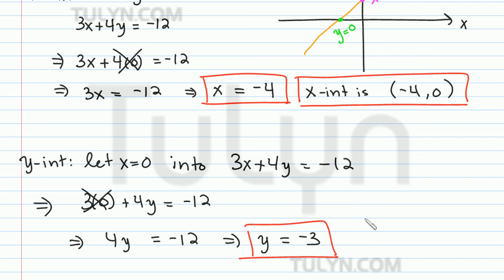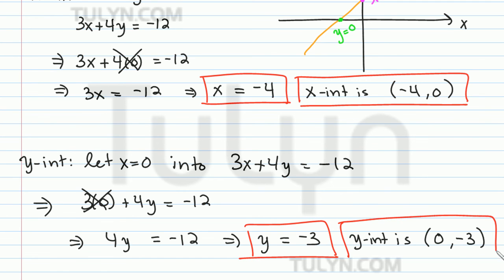So the way we write it is that our y-intercept is, well, x is equal to 0, right? Because that's how we found negative 3, and then our y is negative 3. So that's how we write the y-intercept in coordinate form. So for this graph, 3x plus 4y is equal to negative 12, the x-intercept is at negative 4, 0, and the y-intercept is at 0, negative 3.